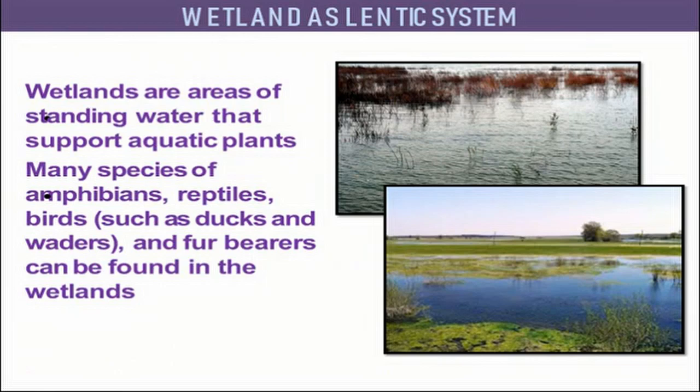So wetlands as a Lentic system are very special because, as I told you, these exist temporarily for a period of time, maybe 3 or 4 months. After that, these areas dry up and become a terrestrial ecosystem. These are the areas with standing water that support aquatic plants. Many species of amphibians, reptiles and fur bearers can be found in the wetlands. They have full penetration of light up to the bottom, and that is why they are very rich in nutrients.